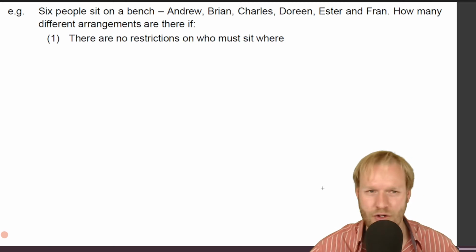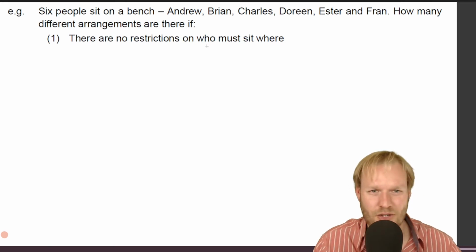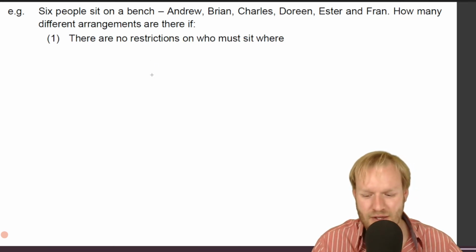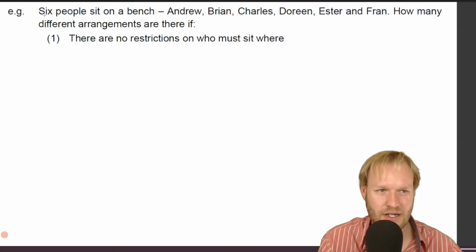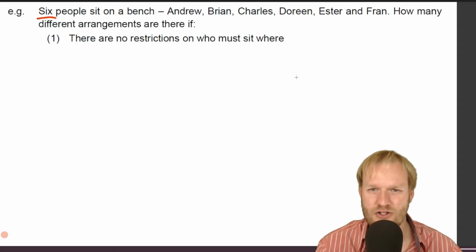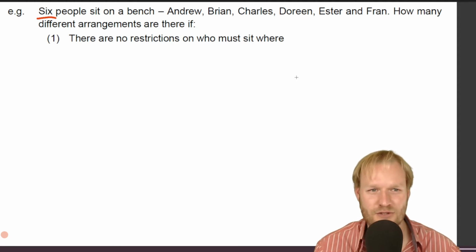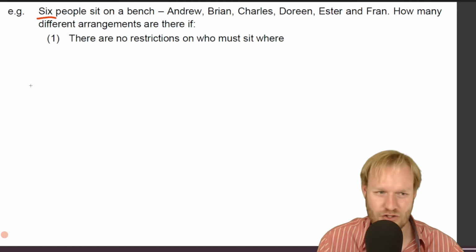I think there are four examples, or one example with 4 different ideas. So the first one is, there are no restrictions on who must sit where. So we've got 6 people here: Andrew, Brian, Charles, Doreen, Esther, and Frangipani. How many different arrangements are there if there are no restrictions?